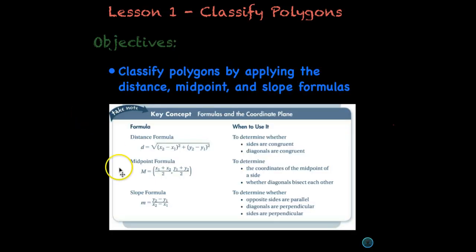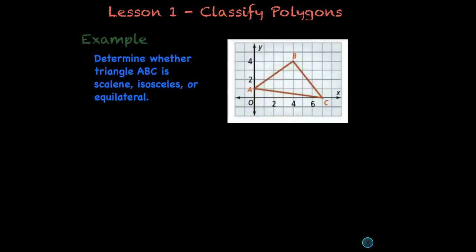Well, remember our three formulas that we're going to be using. The distance formula helps us to determine whether sides are congruent by finding the distance, the length of the side. So we're going to use the distance formula for this. In order to use the distance formula, we do need to have the current coordinates for each of these points A, B, and C. So let's go ahead and write those coordinates now. First we have A, and that's at 0, 1. We have B at 4, 4, and we have C at 7, 0.